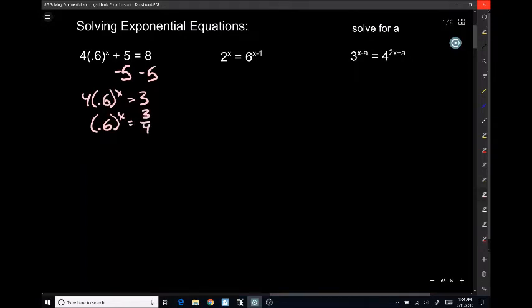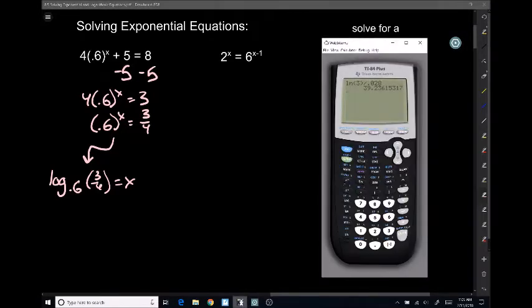Now this is an exponential, and one option is convert to log form. So that's log base 0.6 of 3/4 equals x. And I can just calculate that log using the change of base formula. So the change of base formula is log of 3/4 divided by the log of 0.6.